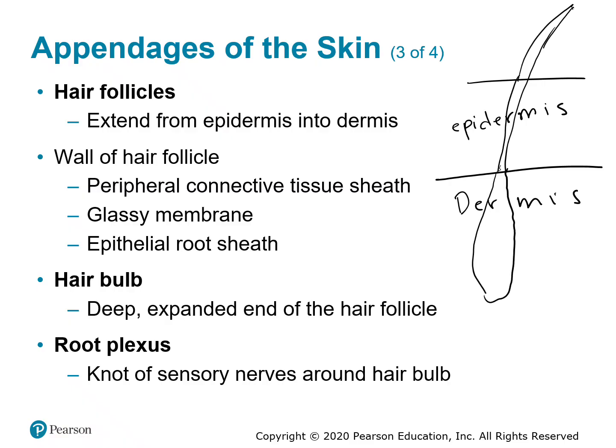Okay. So the follicle would be this part in here, going from the epidermis into the dermis. The wall of that follicle has the peripheral connective tissue sheath, the glassy membrane, and the epithelial root sheath. The bulb goes deep into the hair follicle, deep into the dermis at the end of the follicle, and then there is a root plexus. This root plexus is a bunch of nerves that sit around the hair bulb itself.